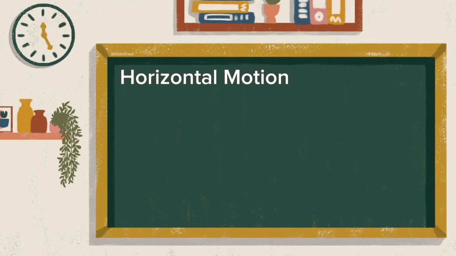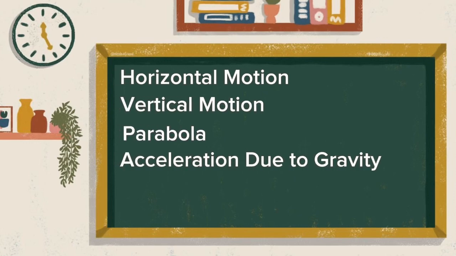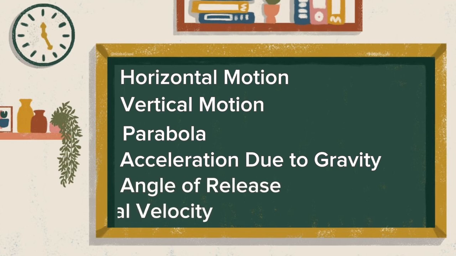To gain a better understanding of this, we will go over its key attributes. We have horizontal motion, vertical motion, parabola, acceleration due to gravity, angle of release, and initial velocity. These key attributes combined create the physics behind projectile motion.